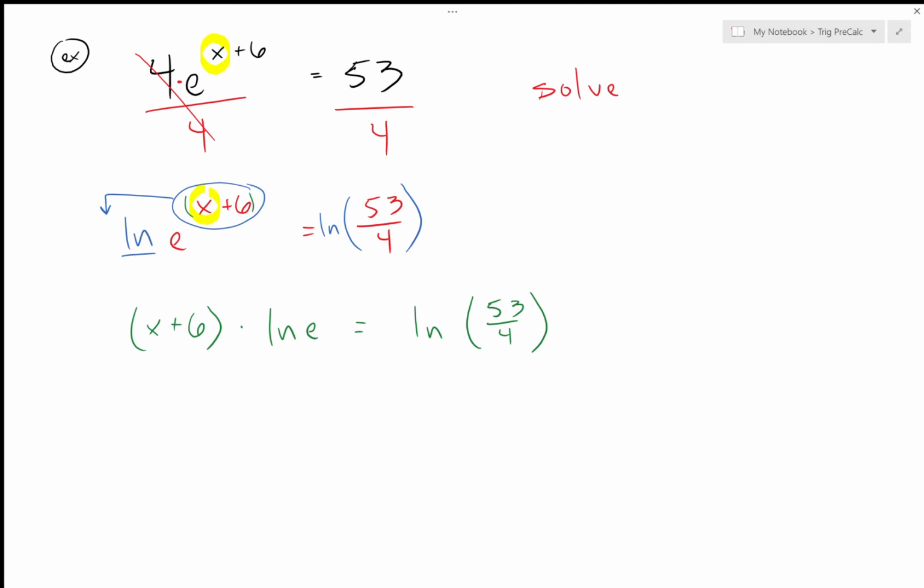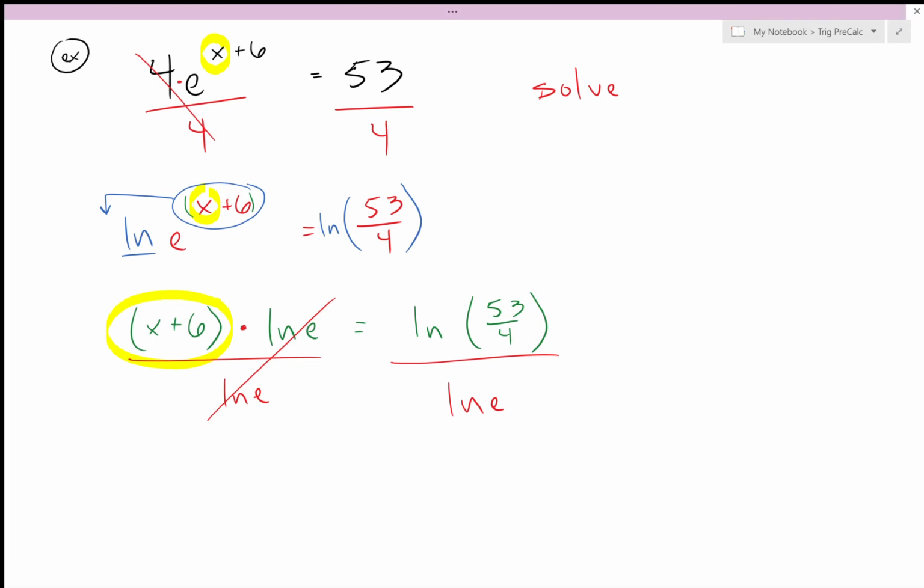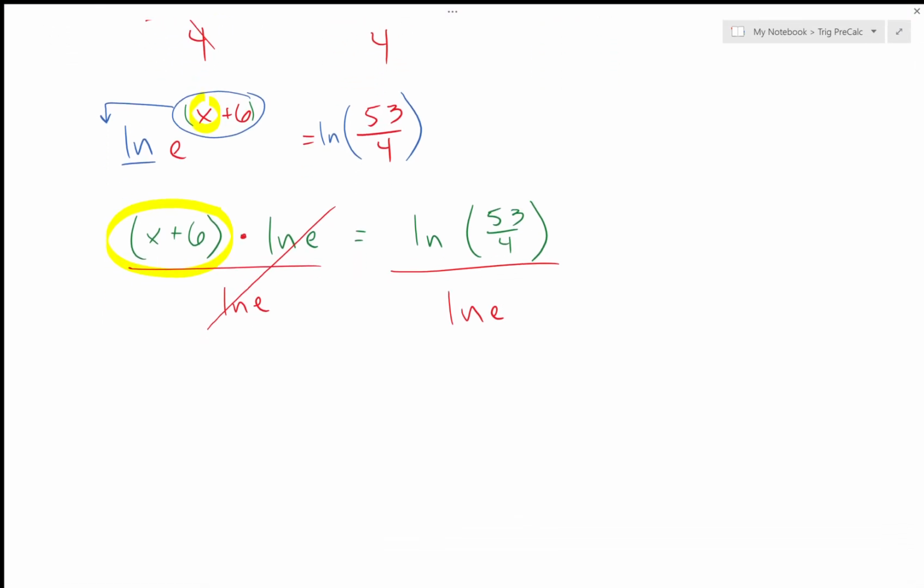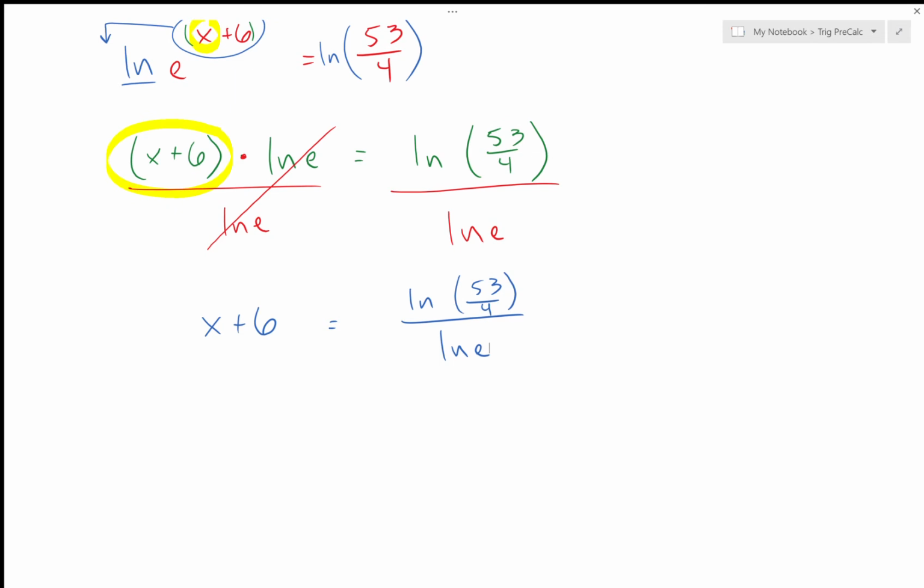All right. Now I want to get x by itself, so now x is in the parentheses, but at least it's not an exponent anymore. That ln e is connected by multiplication, so what I'm going to do to move it to the other side is divide it over. Okay. Now you may be tempted to cancel out those ln's, but it doesn't work like that, so don't do it. We've got x plus 6 over here equals, and now we've got ln 53/4 over ln e. I want to get the x by itself, so we're kind of making this a little bit messy, but the last step would be minus 6 on both sides. So x equals ln 53/4 over ln e minus 6.